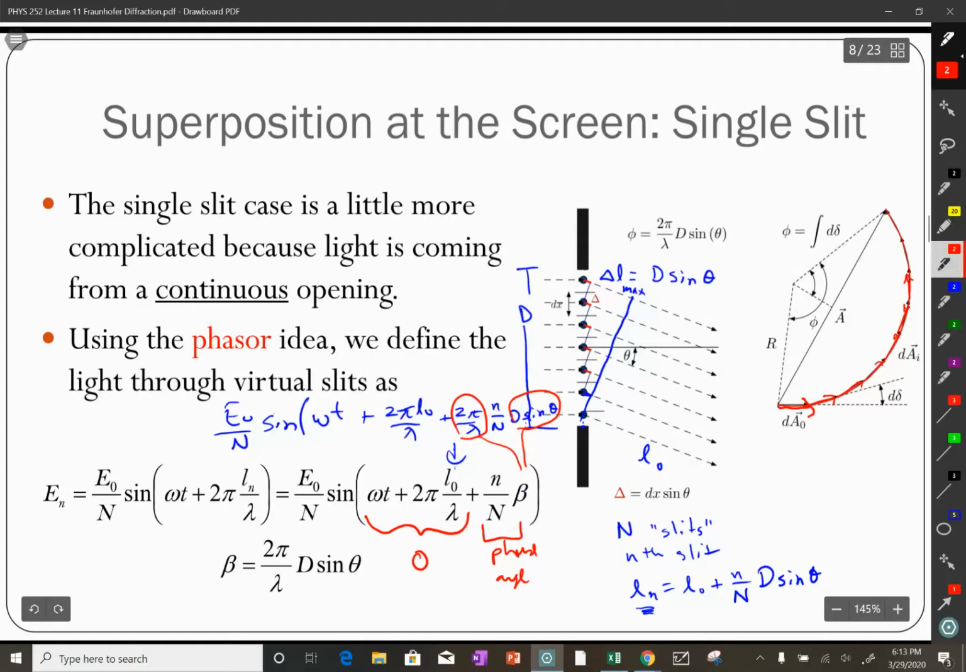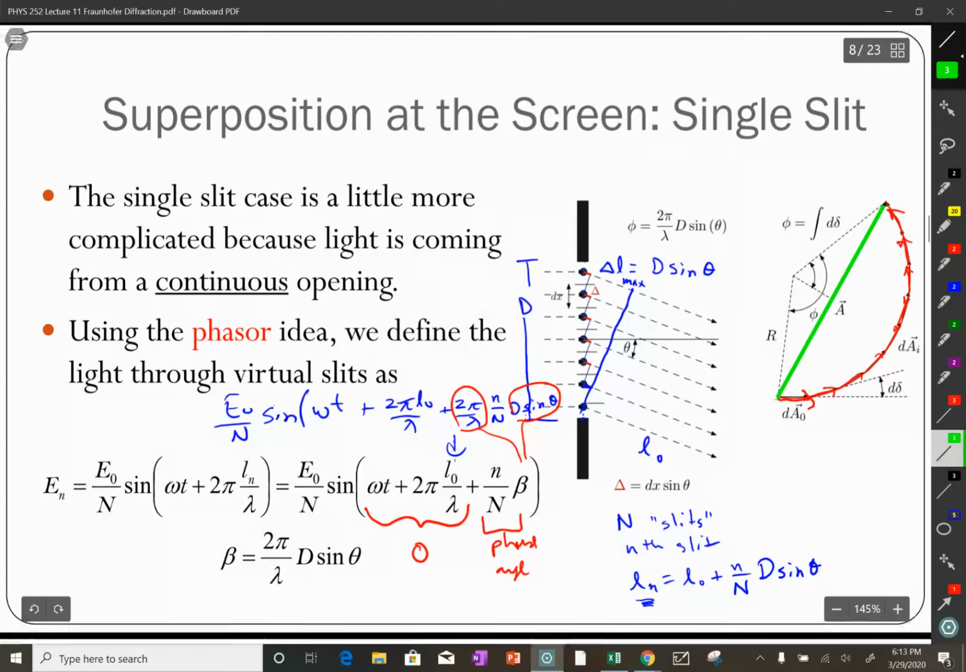And then after you've added them all tip to tail, the resultant is the vector that goes from the starting point to the ending point. So this green arrow represents the total electric field at point P due to adding up all of these different electric fields.